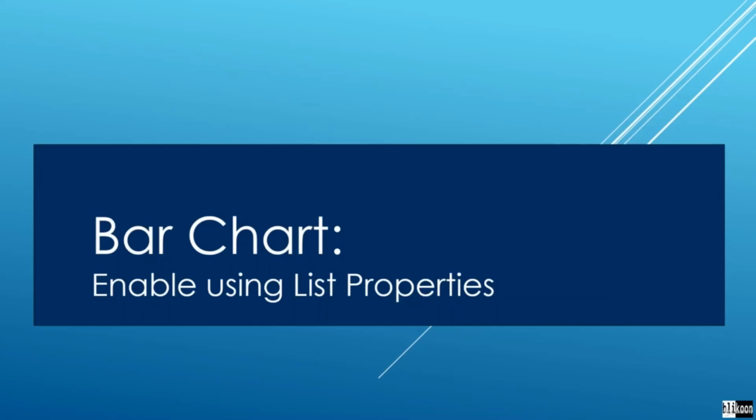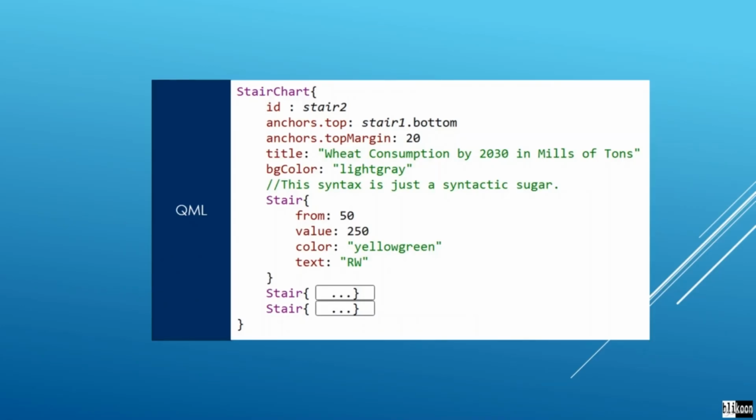In this lecture, we are going to improve our bar chart that we had in the last lecture and make it usable with list properties. The QML API we want looks like this. We are going to have a stair chart inside, and inside we can specify the stairs like this. We can specify the starting position, which is the from property here, the value, which is the value of the bar, the color, and the text that is going to be shown inside of the country, which we are representing in this stair.